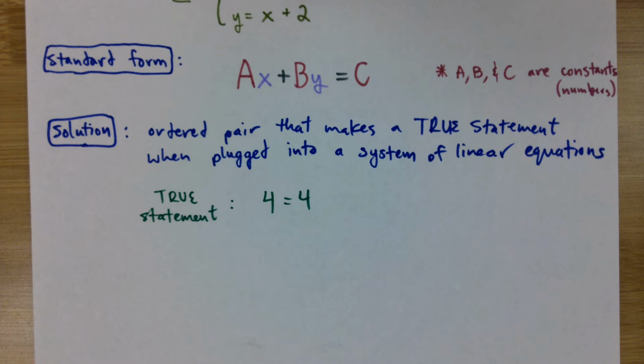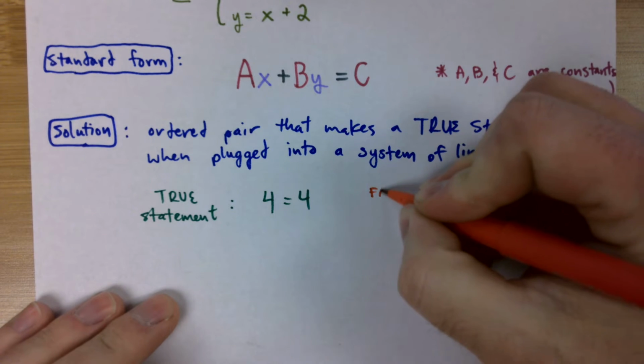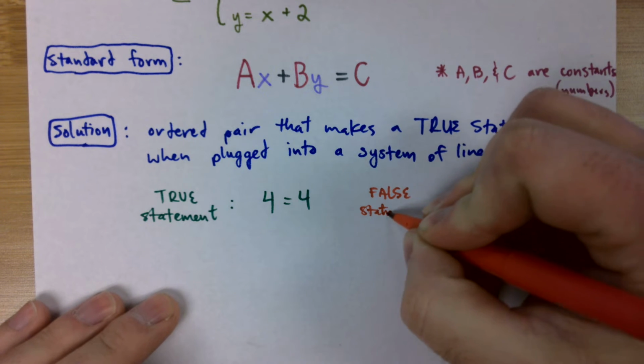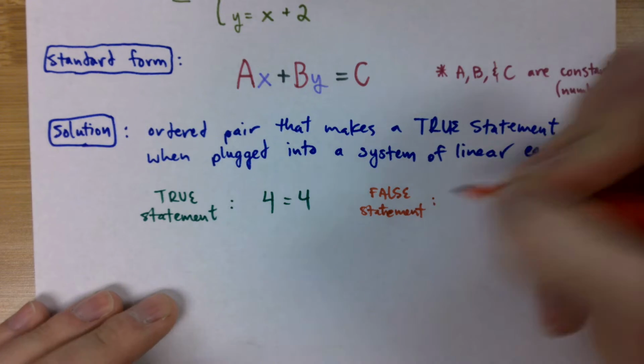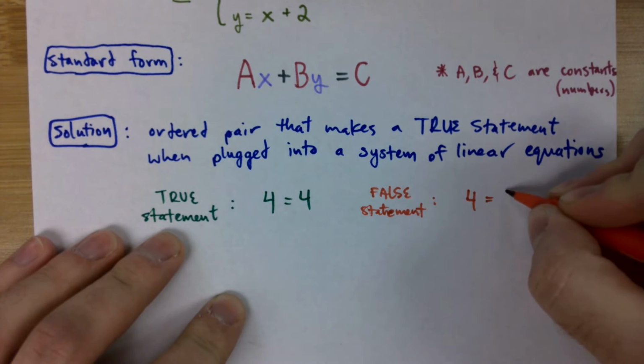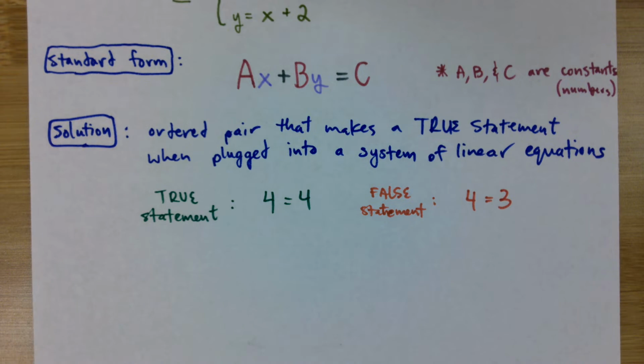But a false statement, the opposite of a true statement, may look like this. 9 plus 10 is 21. That would be a false statement. A false statement would be 4 equals 3. Does 4 equal 3? No. Is 4 ever going to equal 3? No. Only if you subtract 1 from it, right? But then it's not 4 anymore.